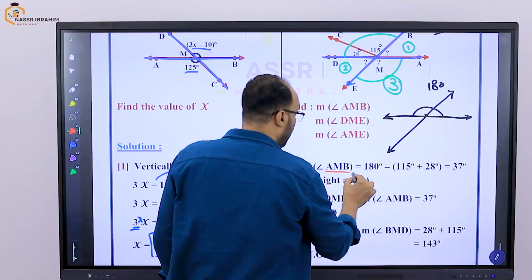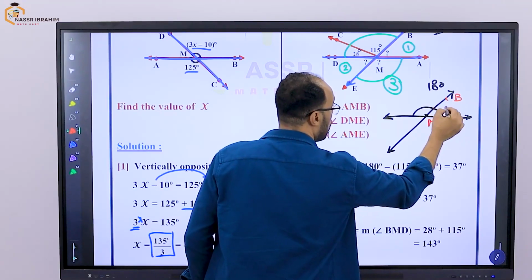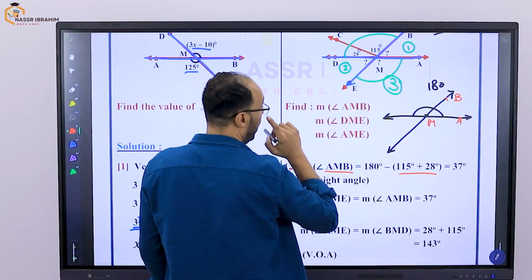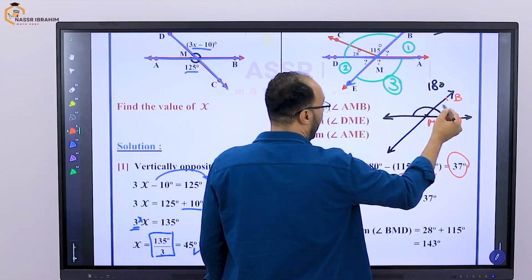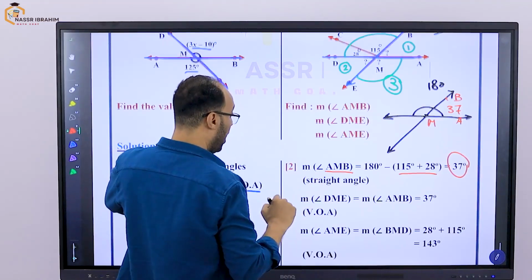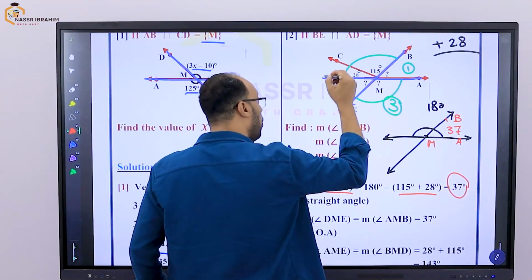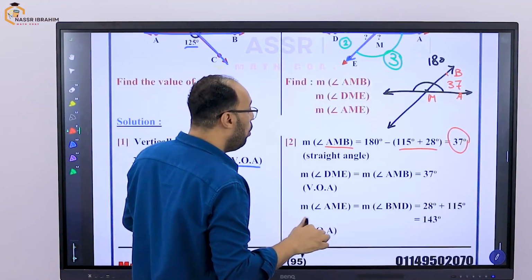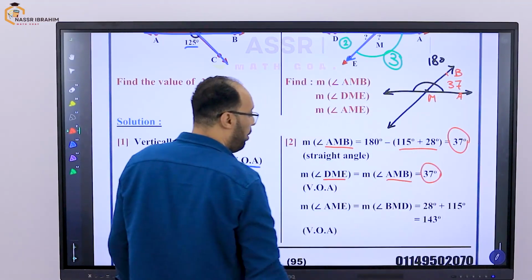So he started this step with us like what I said. Measure of angle AMB equals 180 minus the sum of the two other angles, 115 and 28. It will be 37. Which one will be 37? AMB, this one. We called it angle number 1 because of the straight angle or supplementary angles. As we said before, measure of angle 1 is equal to measure of angle 2 because they are vertically opposite angles. So measure of angle DME equals measure of angle AMB equals 37.